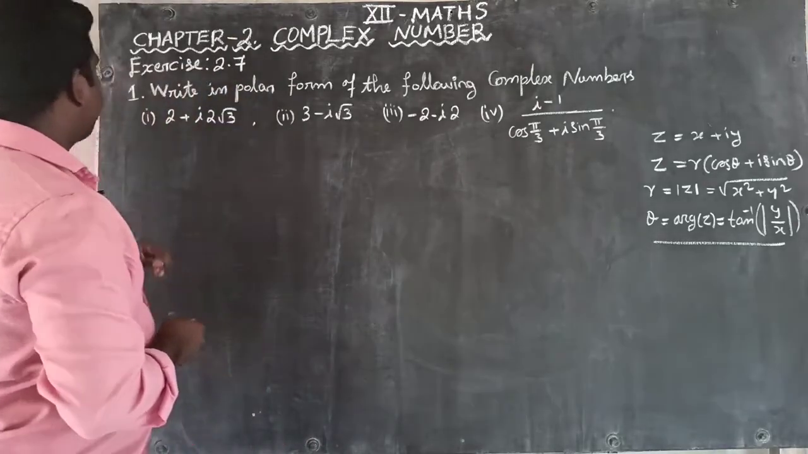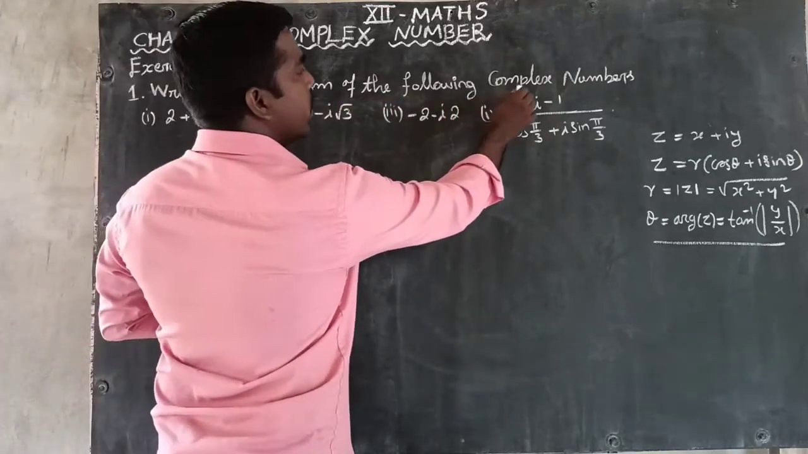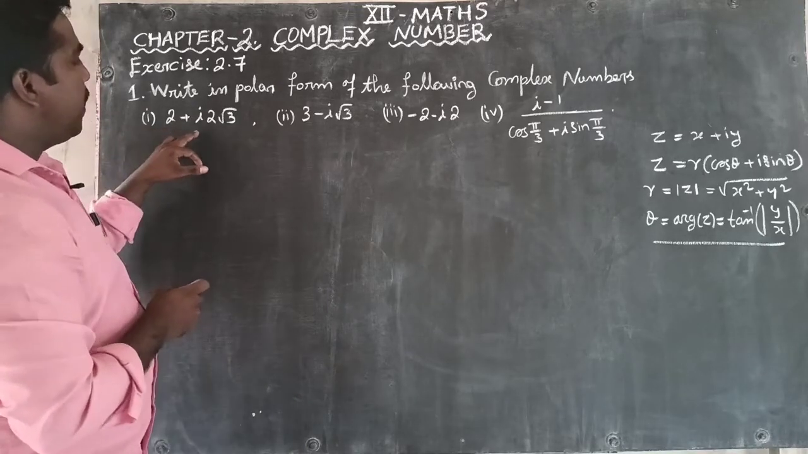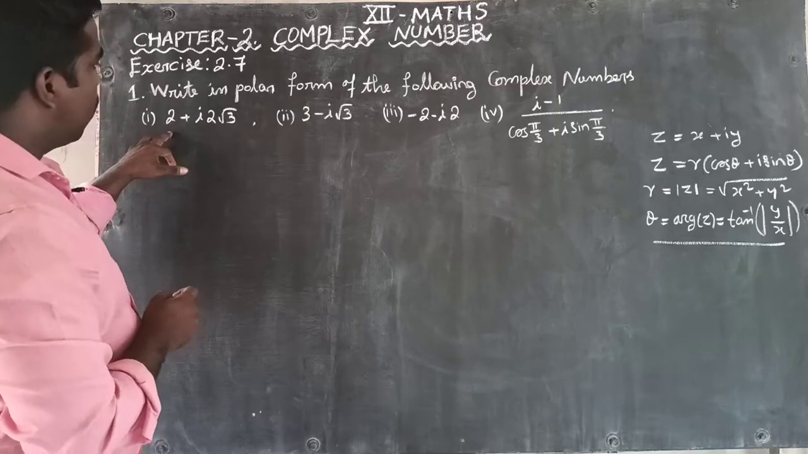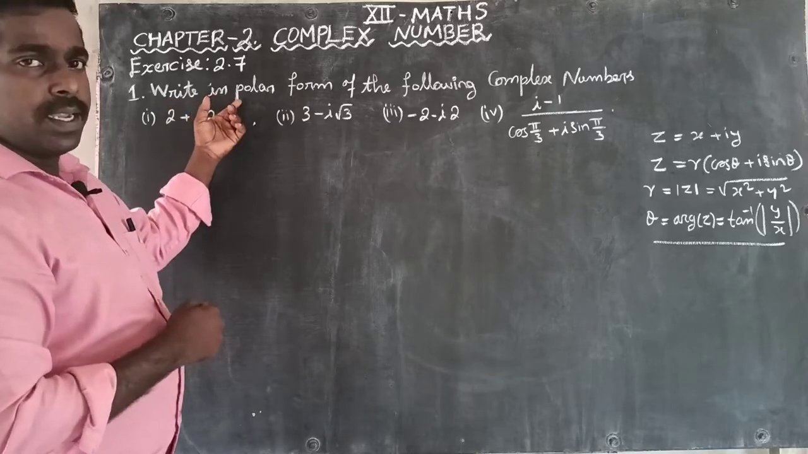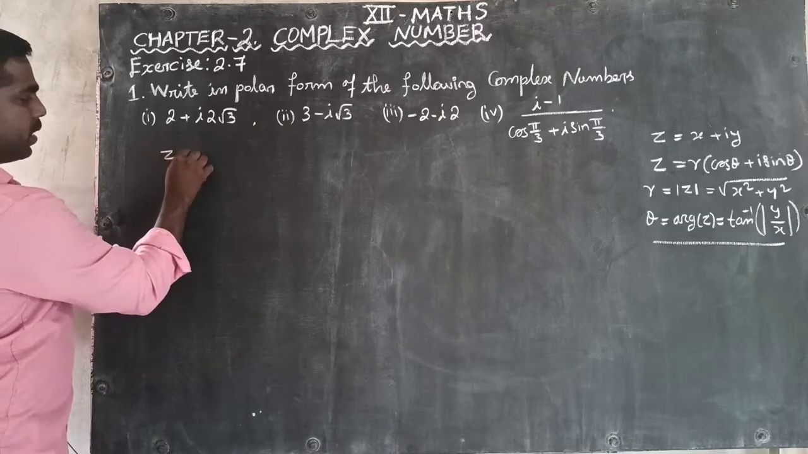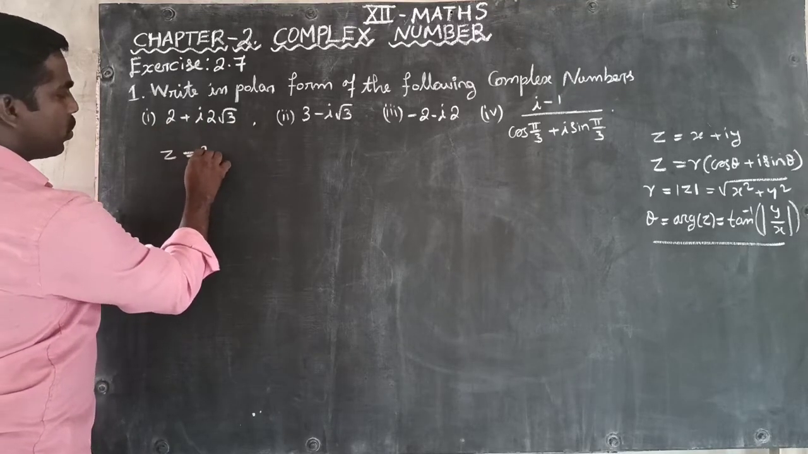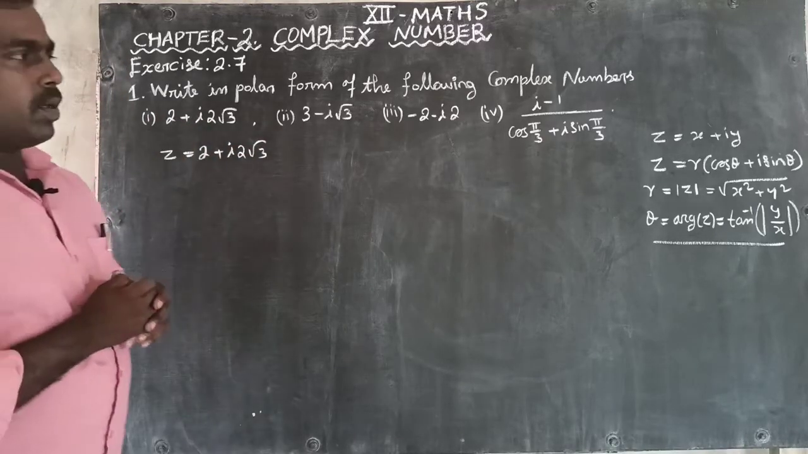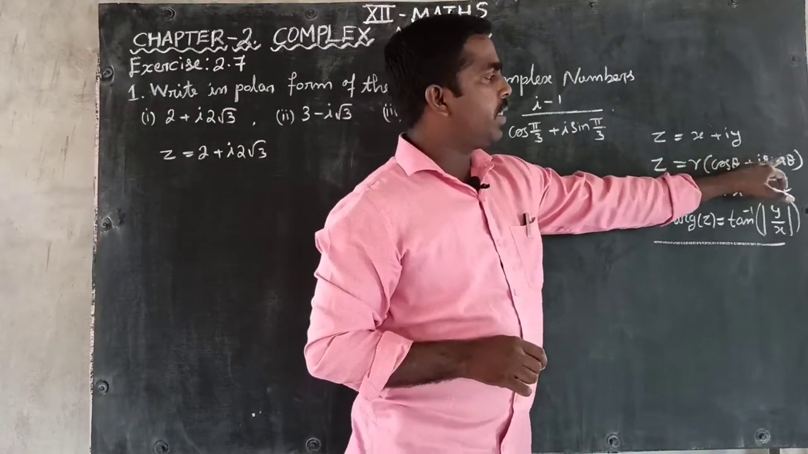Exercise 2.7, the first question is: write in the polar form the following complex numbers. Okay, the first question, 2 plus i into 2 root 3. This is the rectangular form of the complex number. Now we have to find the polar form of the complex number. So let me take this complex number z is equal to 2 plus i into 2 root 3. The polar form is nothing but z equal to r into cos theta plus i sin theta.